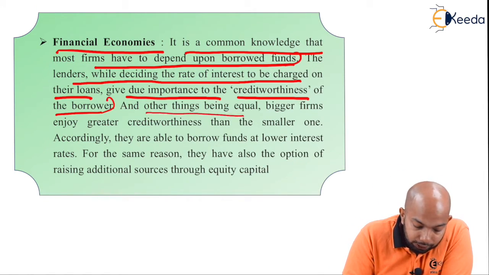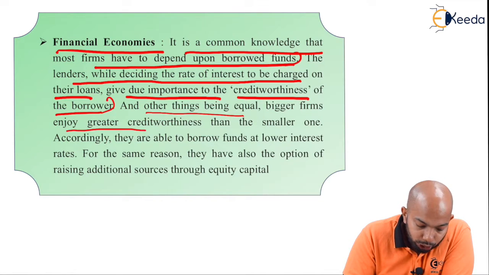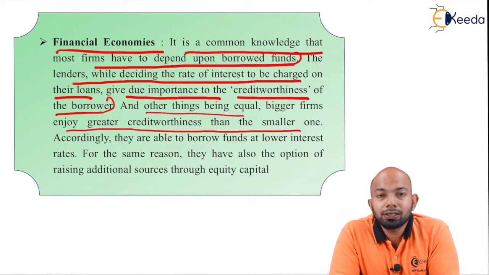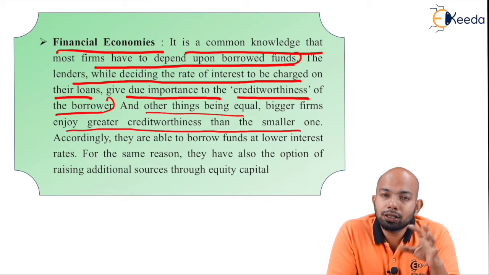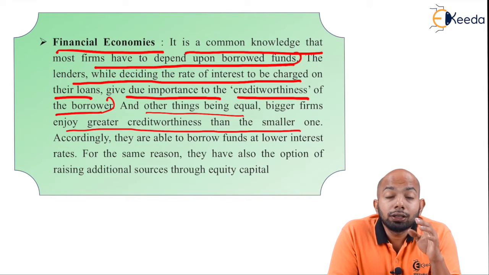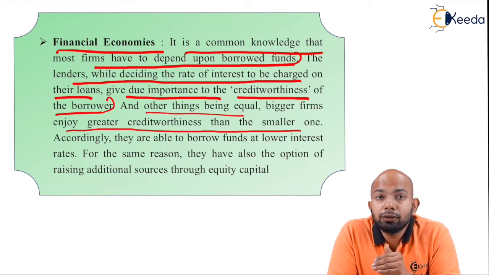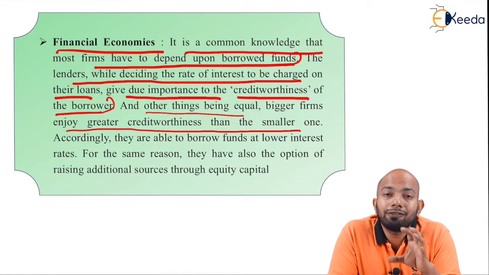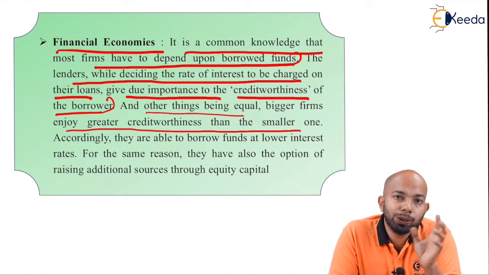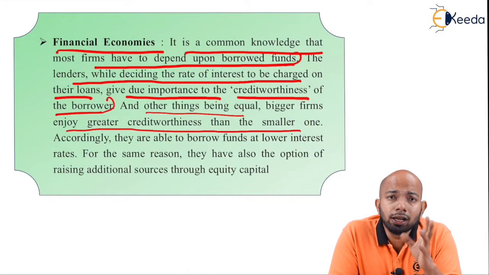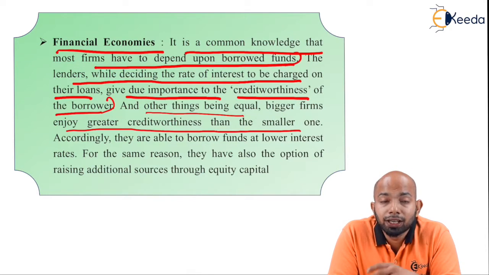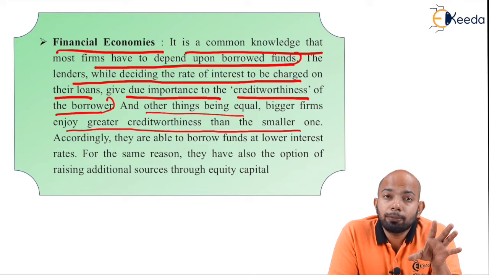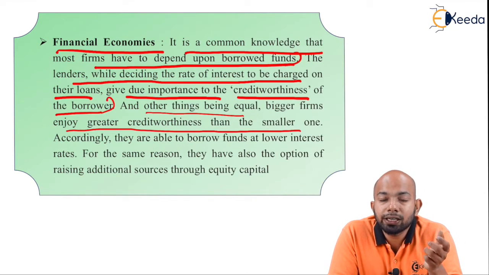Now, other things being equal, bigger firms enjoy greater creditworthiness. That means the more established a firm is, the more funding it can procure. A newly established firm will have less creditworthiness because people are not aware of these companies. For example, let's take a new bank, maybe some XYZ bank, and a bank which has been established for the last 20 years. Let's take for example HDFC, which has been established for the last 20 years.